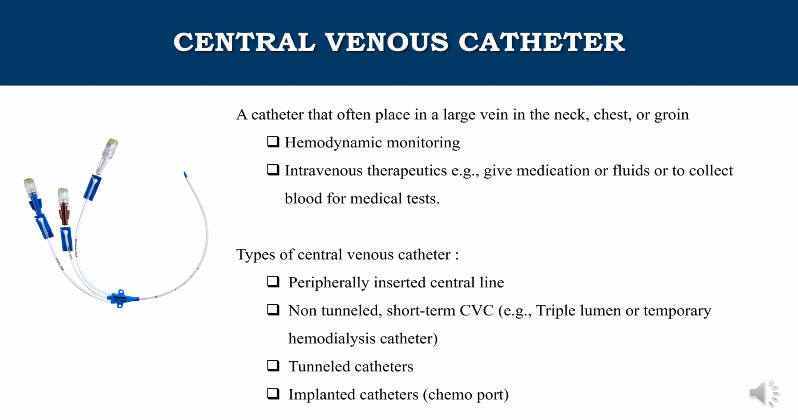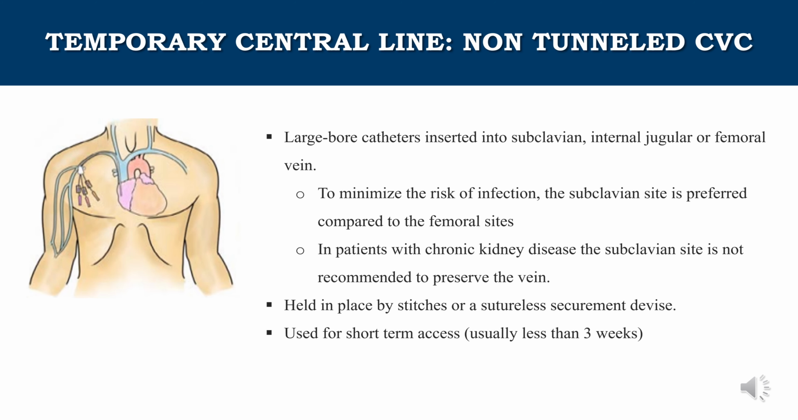These are the types of central venous catheter that are referred to by their function, type, and placement location, like peripherally inserted central line, non-tunneled, short-term CVC. Example: triple lumen or temporary hemodialysis catheter, tunneled catheters, and implanted catheters, chemoport. Non-tunneled CVCs are large-bore catheters inserted into the subclavian, internal jugular, or, rarely, the femoral vein.